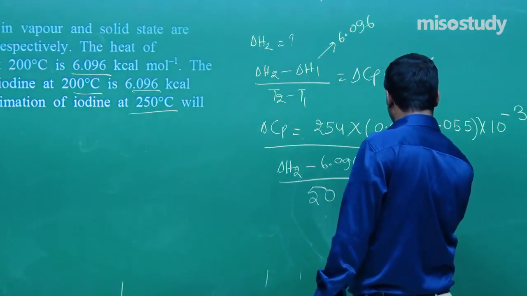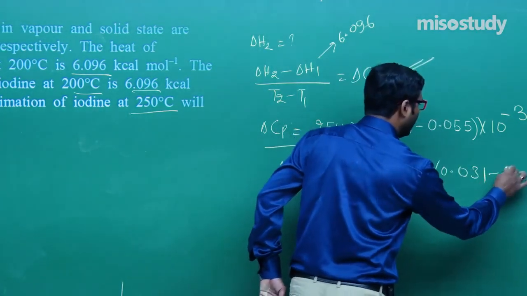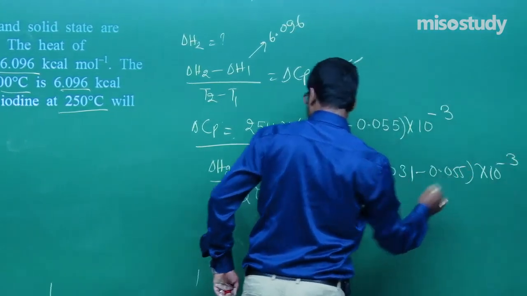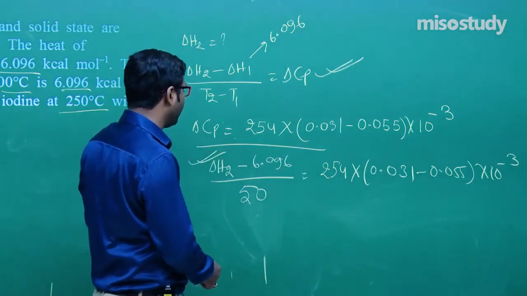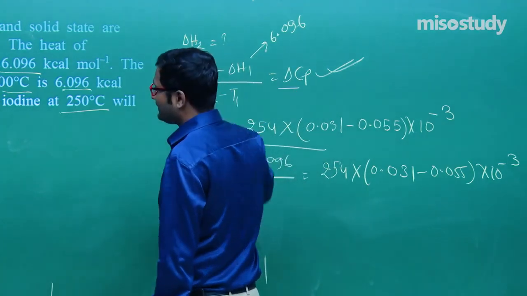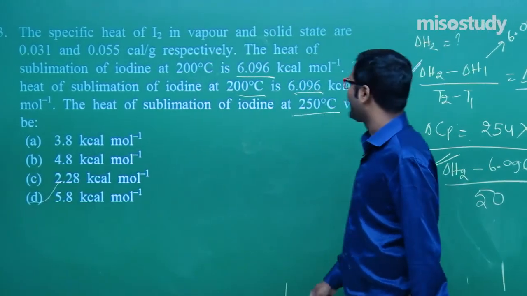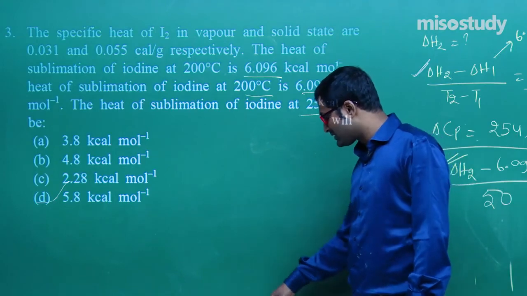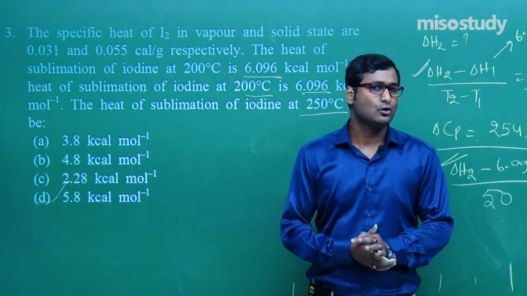Now what is delta Cp? 254 multiply 0.031 minus 0.055 into 10 to the power minus 3. Now it's very easy to find out the value of delta H2. Clear? And by getting that, the delta H2 is around 5.8 kilocalorie per mole. Clear to you? I think now you can easily solve such kind of question. So here is the end of today's lecture. Thank you so much. Bye bye.